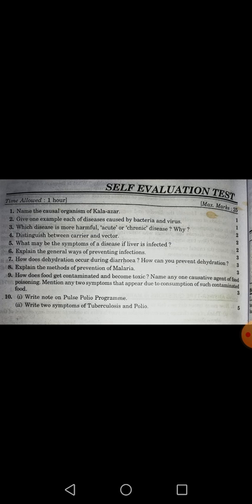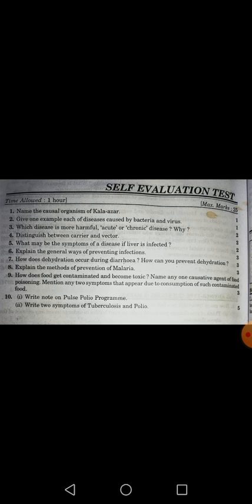So actually during diarrhea, excessive fluid loss occurs either in the form of loose motions or in the form of vomiting. So while we are losing fluid from the body, we can have dehydration.